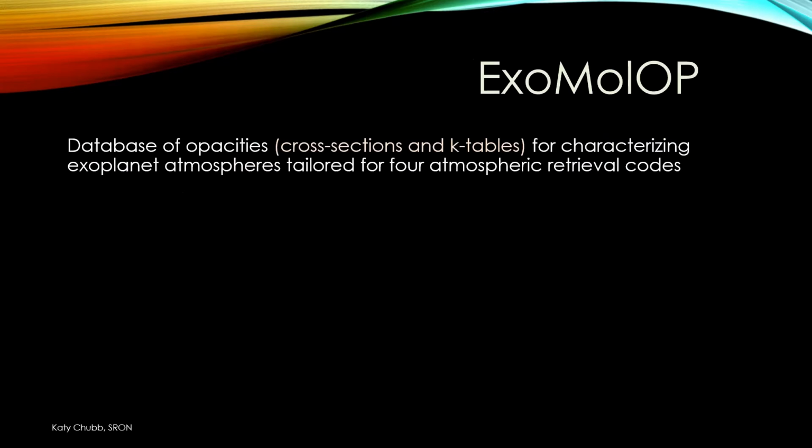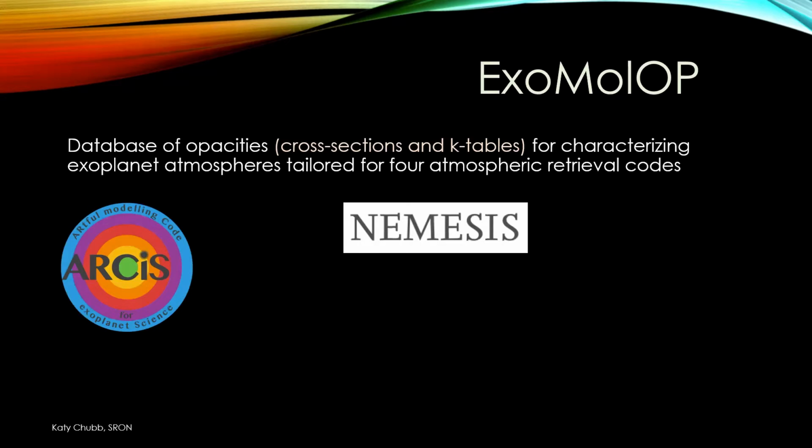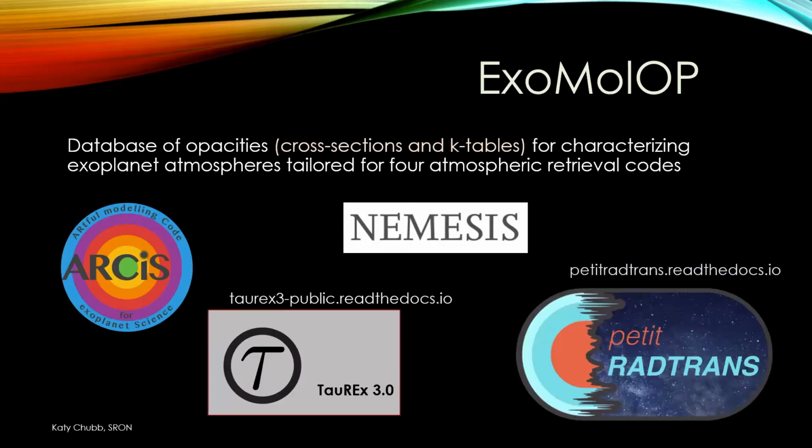So together with some of the developers of 4 different retrieval codes, I recently led a project to compute these cross-sections in the specific format required for each code, for all the molecules for which we currently have molecular line list data available. These retrieval codes are ARCiS, NEMESIS, TauREx, and petitRADTRANS. And I think some of you may have already learned about and even used this over the last few days.